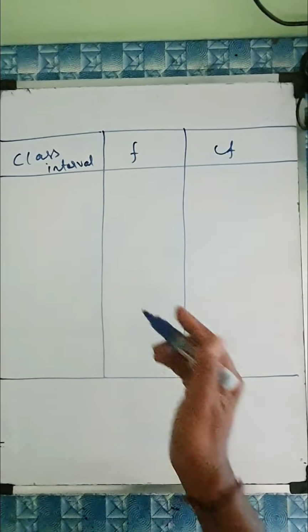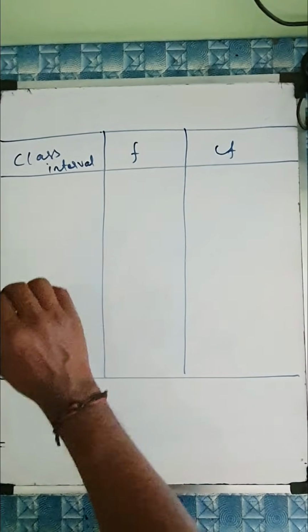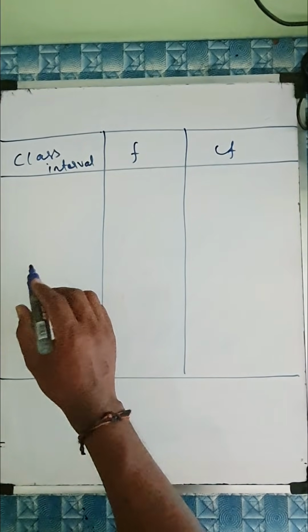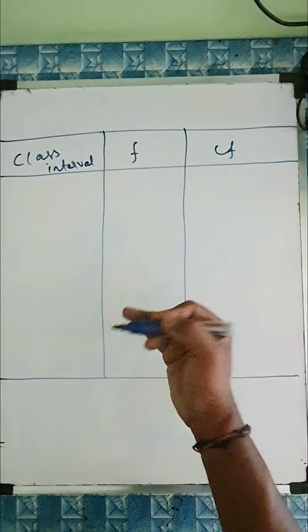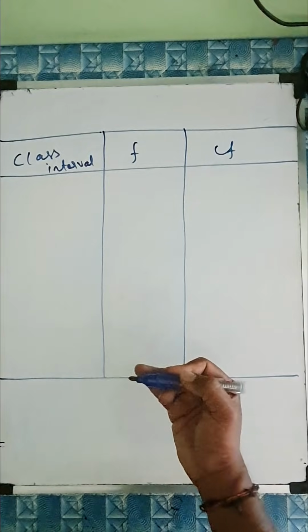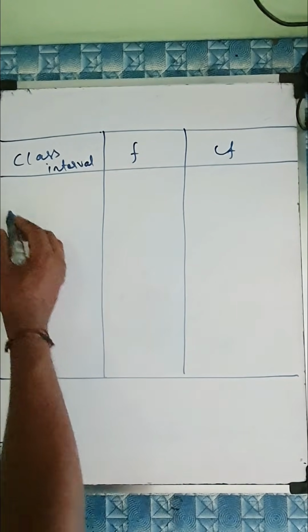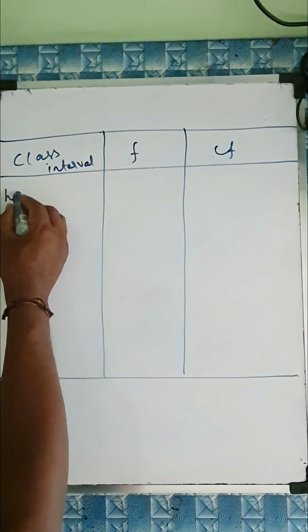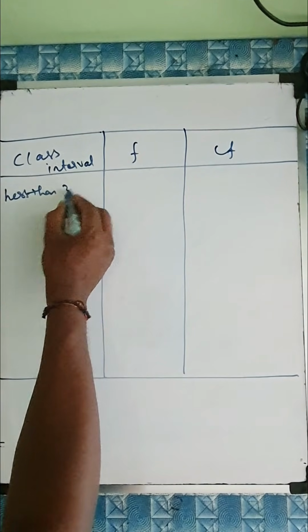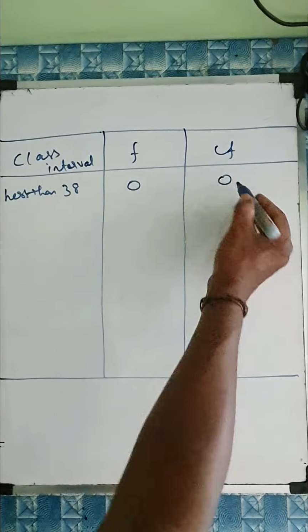Now the question: less than 38 means below 38, is it? That means we can start here with 38, 40, 42, where the interval is 2 to 2, so we can just write it here. Below, or just write less than 38 first. Less than 38 is given as 0, and here also 0 only, just write it.